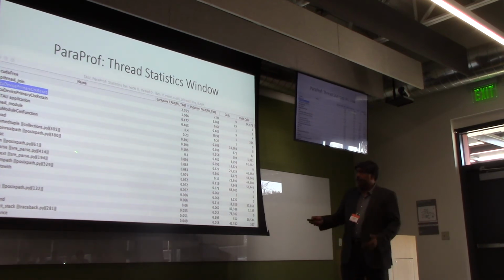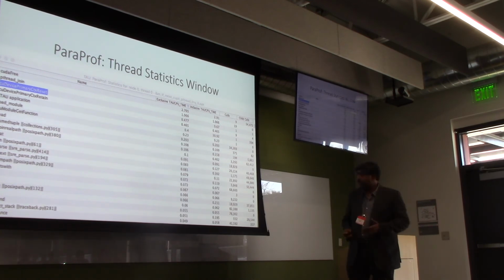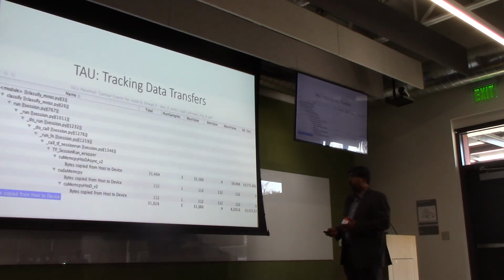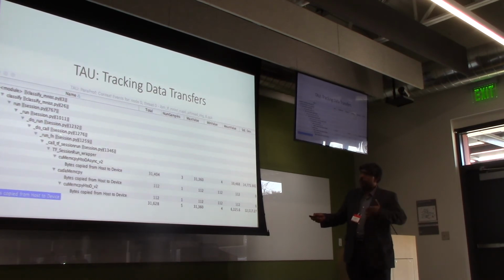And see the names of the Python files, the functions in Python, as well as when Python calls C functions like read, fork, stat, append. It shows you the Python C boundary without any changes to your Python code. You can also see the data transfers, bytes copied from host to device along which Python call path. So you can see that TensorFlow called these functions.